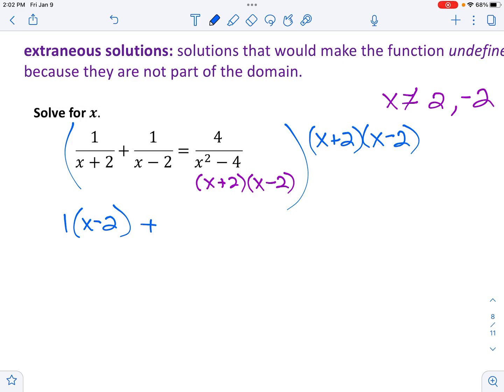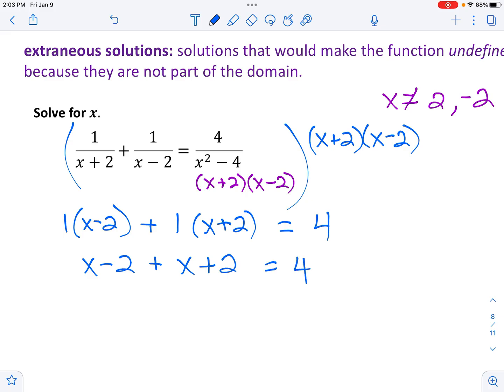In the second fraction, my x minus 2's would cancel, and I'd be left with x plus 2. And in the last one, the denominator would cancel altogether, and so would the numerator, so we're good. So that's what I'm left with right there. So now I'm going to simplify. So I get 2x equals 4, so x is 2.